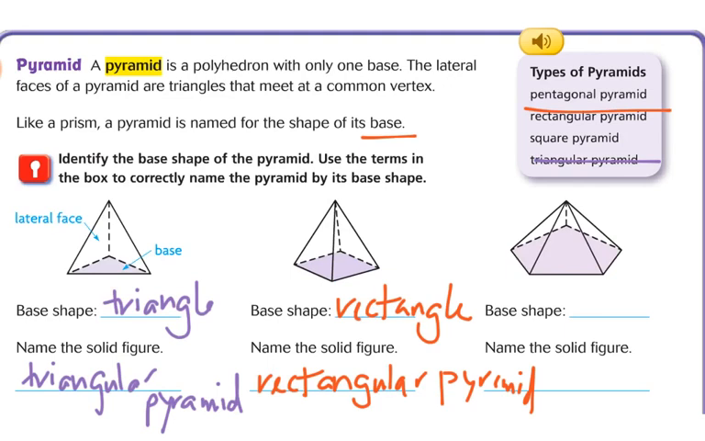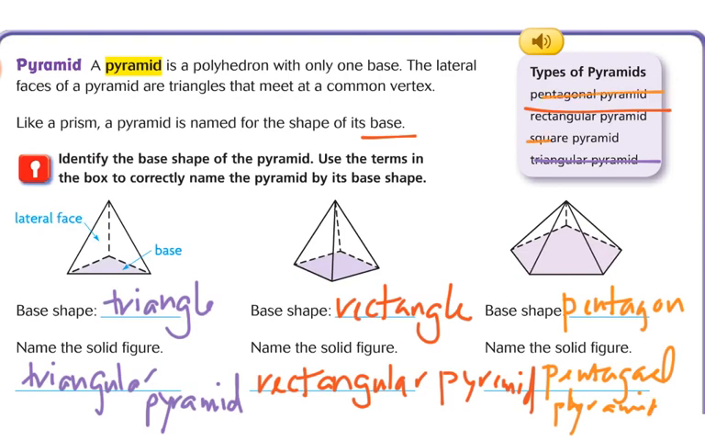Lastly, we see that the base here is made out of a pentagon, and the name of this figure would be a pentagonal pyramid. So remember, we could call the previous one a square or a rectangular pyramid depending on people's perceptions of this base, to see if it was a rectangle or a square.